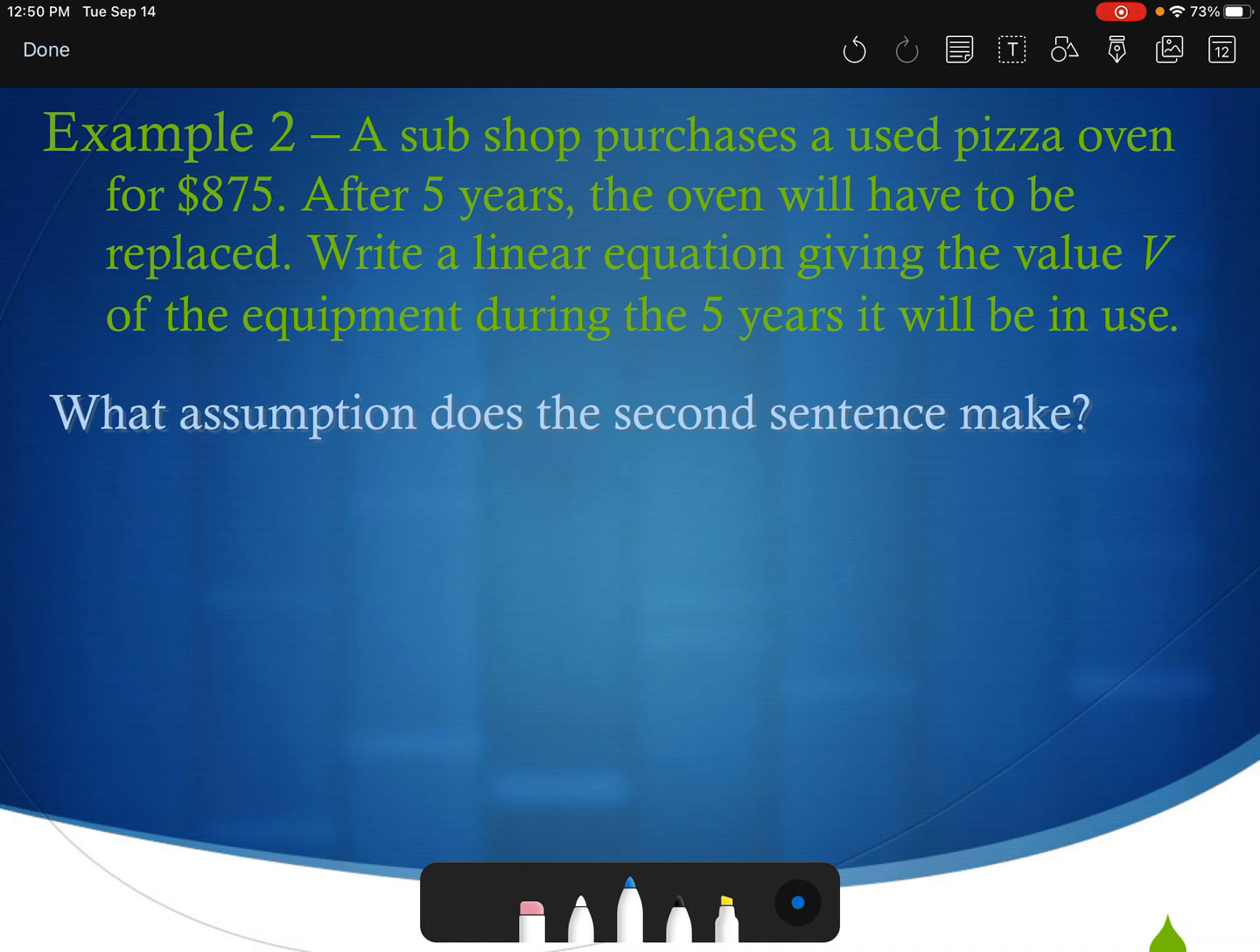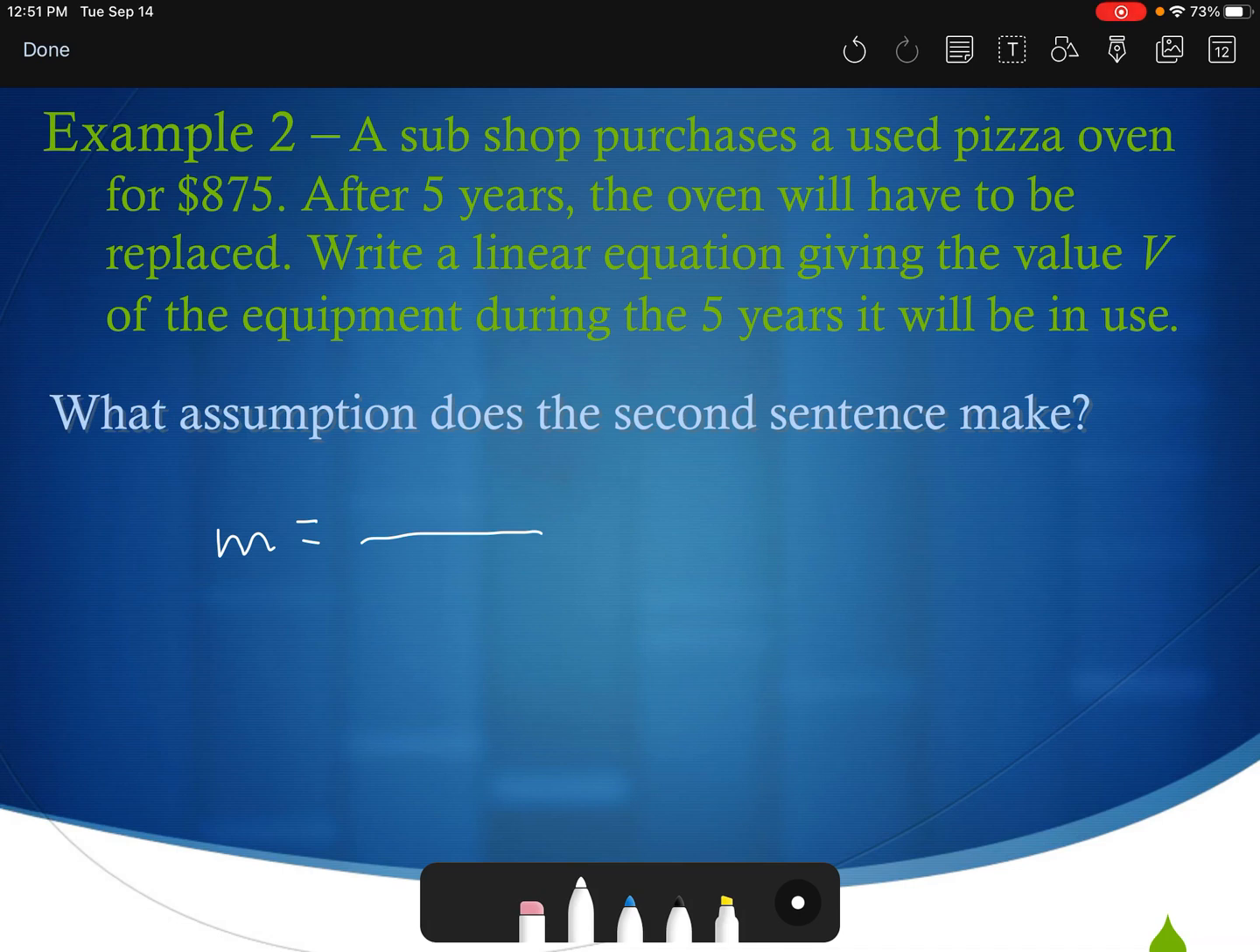So a sub shop purchases a used pizza oven for $875. After 5 years, the oven will have to be replaced. Write a linear equation giving the value V of the equipment during the 5 years it will be in use. So what assumption does the second sentence make? After 5 years, the oven will have to be replaced. Well, to me, that means it's not going to be worth anything, right? So after 5 years, it's worth nothing.